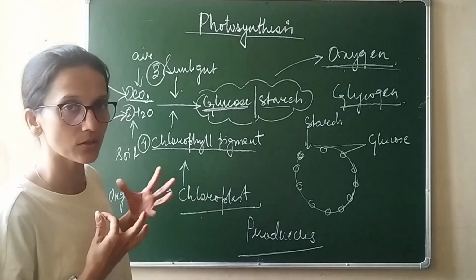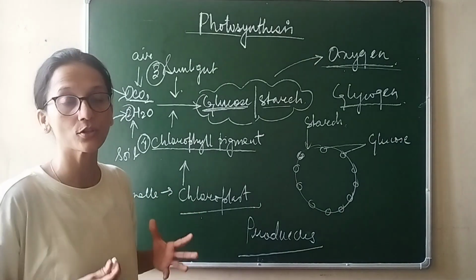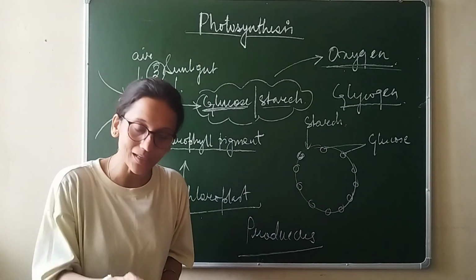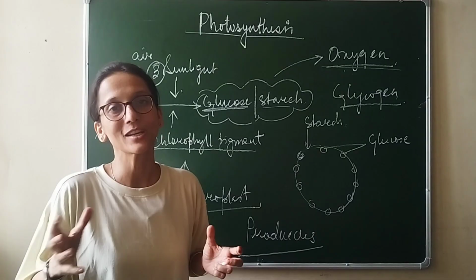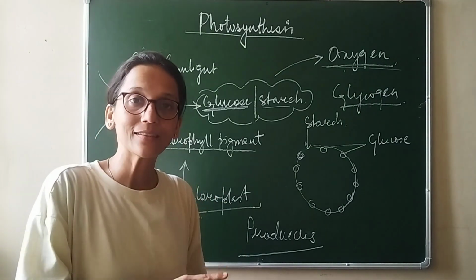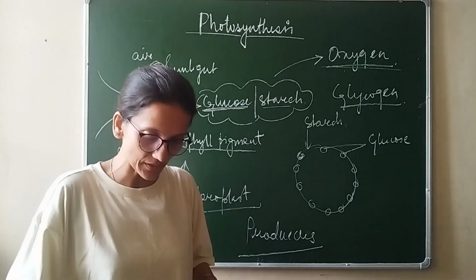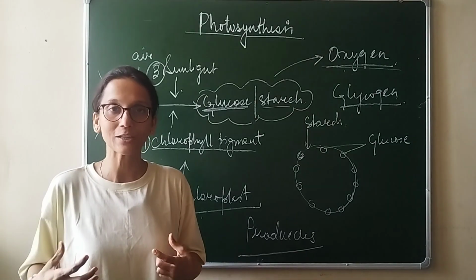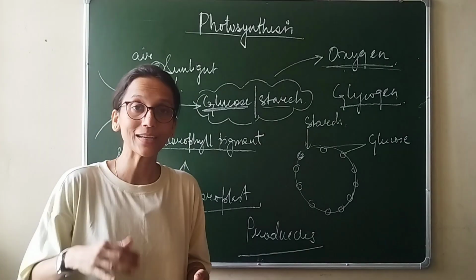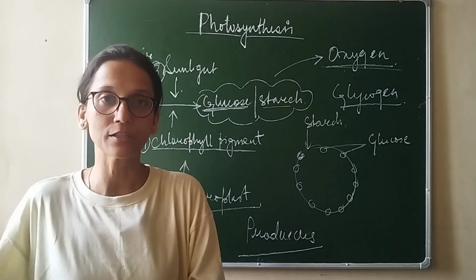What is the importance of this process of photosynthesis in nature? Photosynthesis is very important because this is the process by which food gets prepared. Now this food either is directly consumed by plants, that means the plant is making the food and consuming it for its own sustenance, or it is indirectly helping animals for their survival.